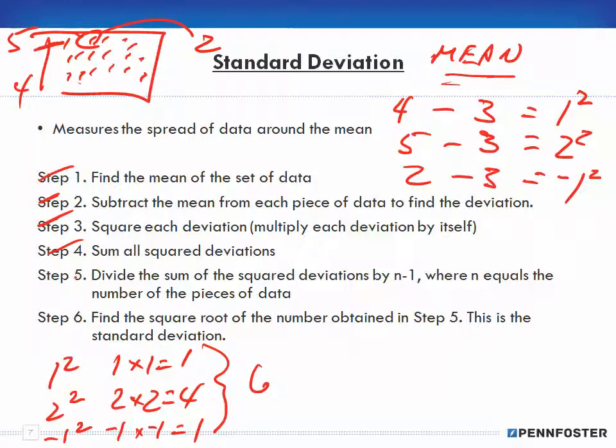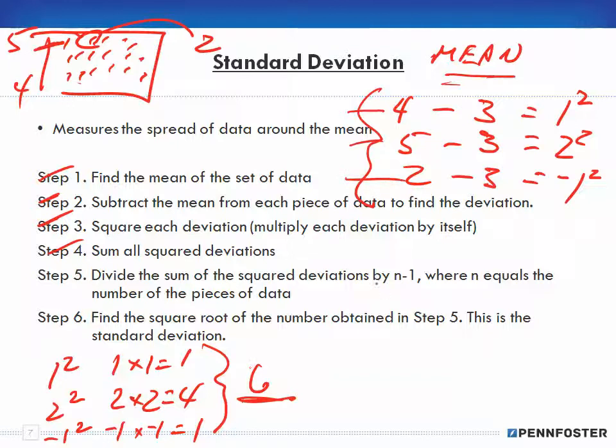Right? Step 5, divide the sum of the squared deviations. So this 6, I'm going to divide by n minus 1, where n is equal to the number of pieces of data. In this case, we only had 3 pieces of data. We had a 4, a 5, and a 2.